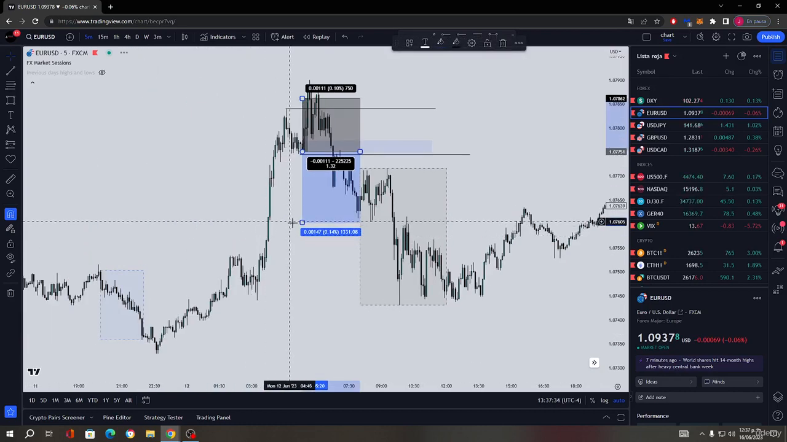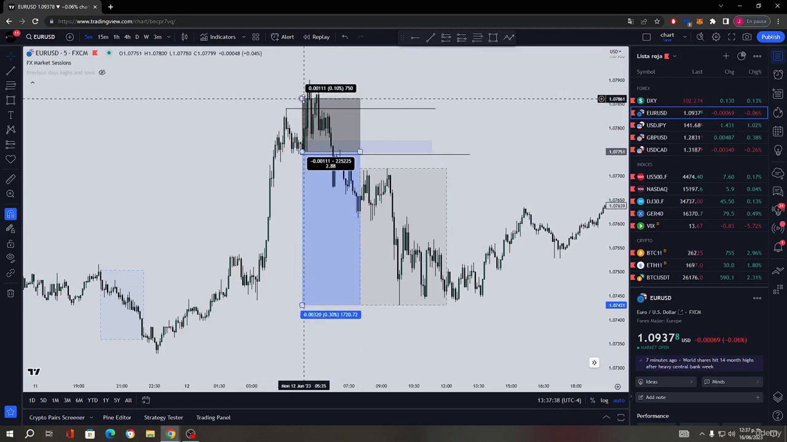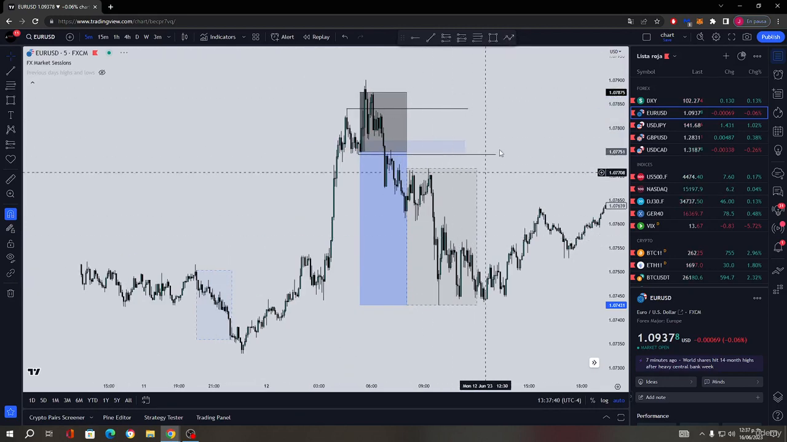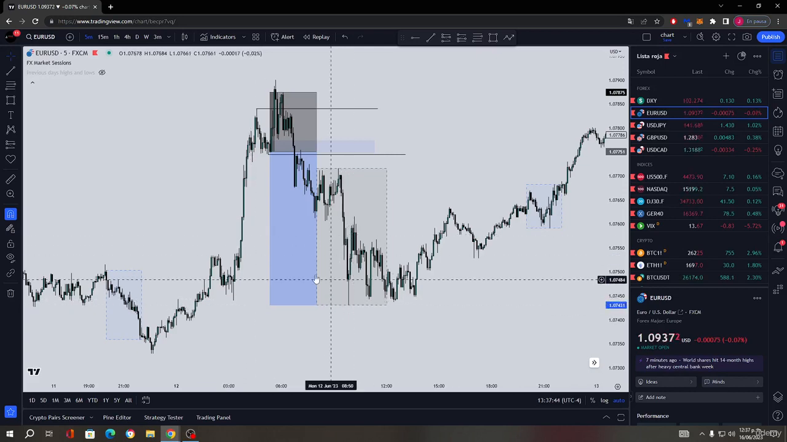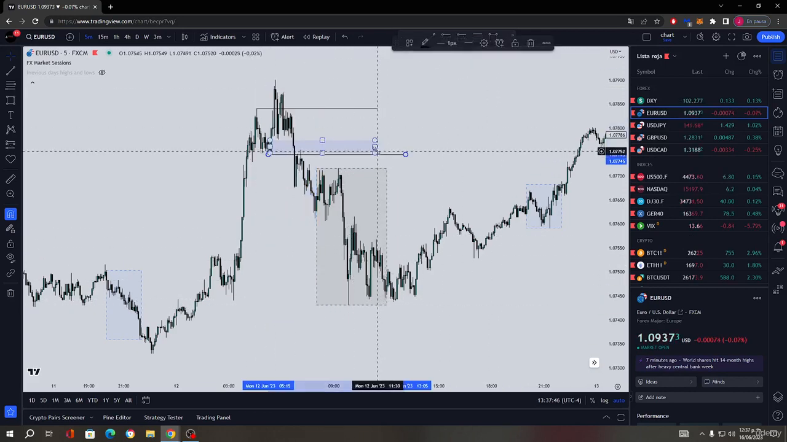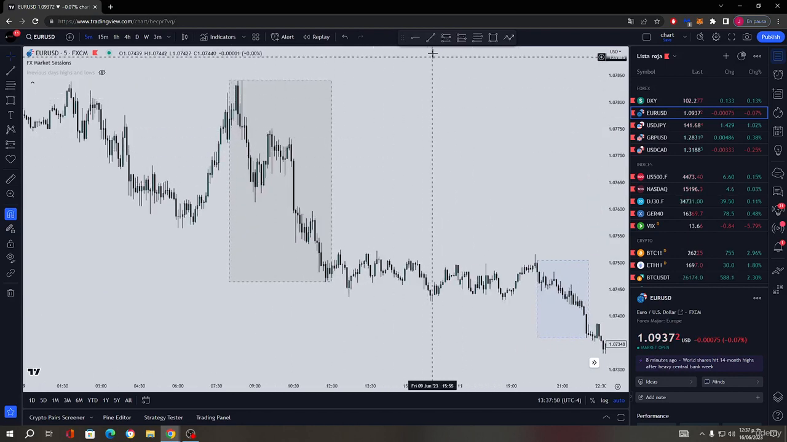That's why I don't use them as much, but I do from time to time. And this would have been your trade. Pretty good trade. Takes liquidity from this low, goes up. Let's look for another example. Bearish, more likely, because this is a downtrend.